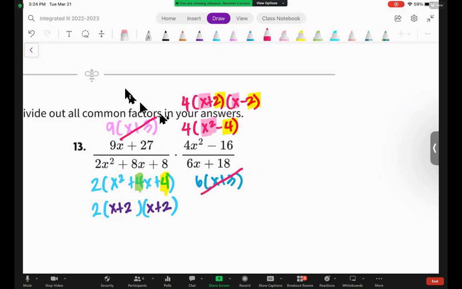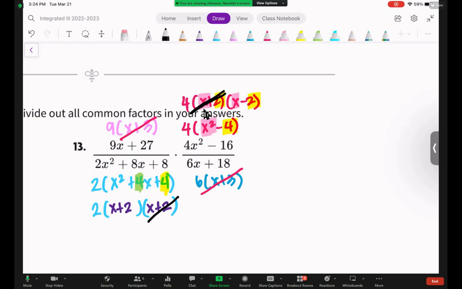Right? I see that x plus 2. Let me use a different color. This x plus 2 and this x plus 2. And someone says, hey, Ms. Johnson, can x plus 2 cancel with x minus 2? The answer is no. They got to be exactly the same. Okay, so that can't cancel.